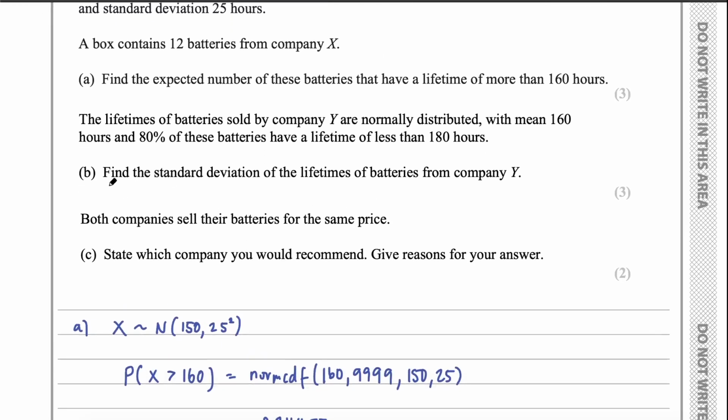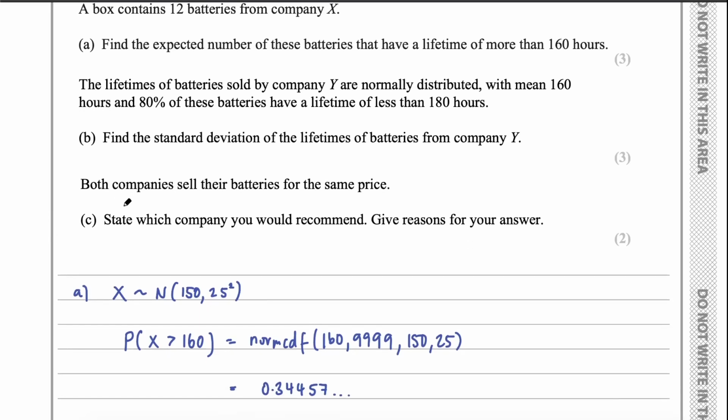So just to check, we answered the question, find the standard deviation. Yes, we've done that. Okay, so part C says both companies sell their batteries for the same price. State which company you would recommend, give reasons for your answer.